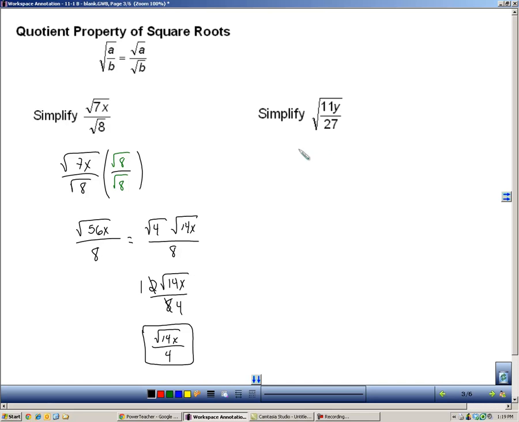Next example here looks like this: square root of 11y on the top, square root of 27. Now this one I'm going to handle a little bit differently just to show you there's a slight difference that I could make. I already know that the square root of 27 is made up of square root of 9 times the square root of 3. And the square root of 9 is a perfect square. So this becomes 3 root 3.